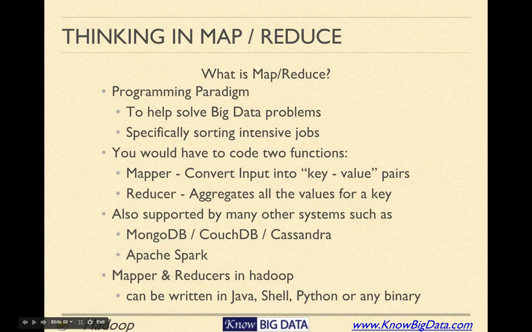All right. Now MapReduce as a paradigm is supported by many systems such as MongoDB, CouchDB, Cassandra, Apache Spark. Map and reduce in Hadoop can also be written in Java, Shell, Python, or any binary for that matter.